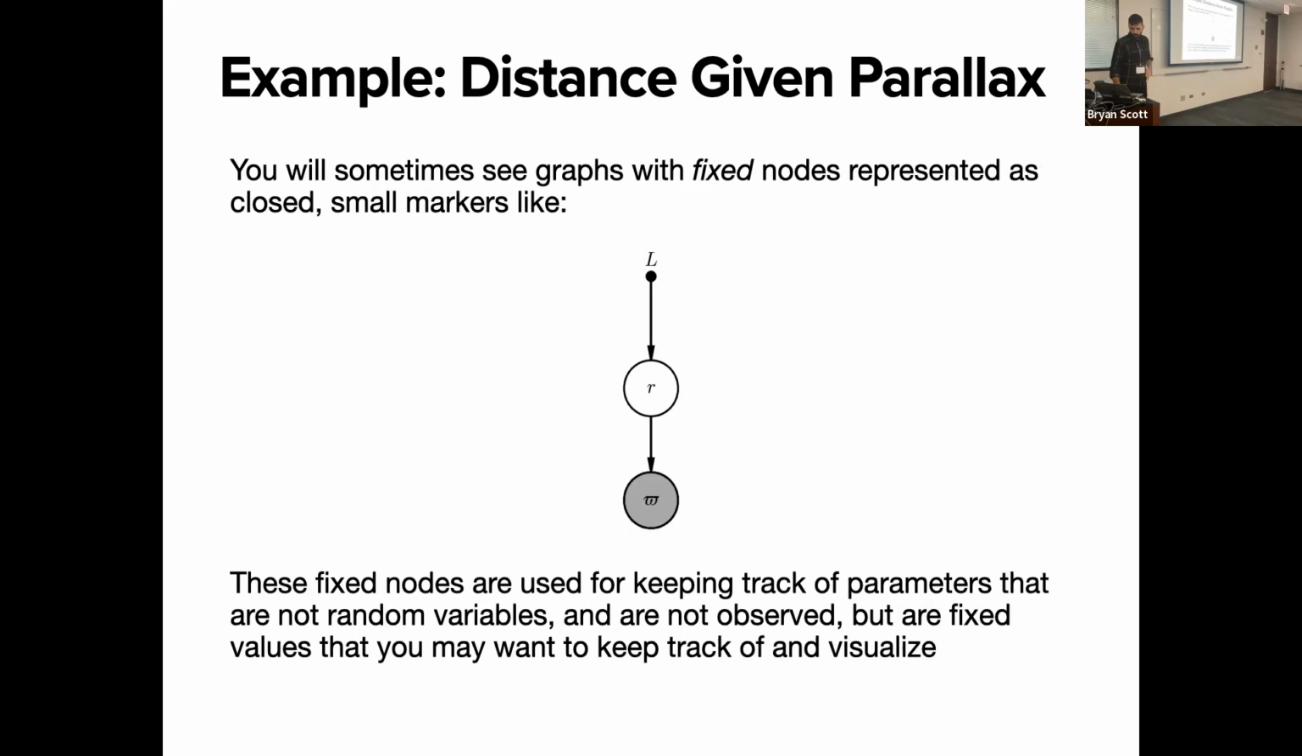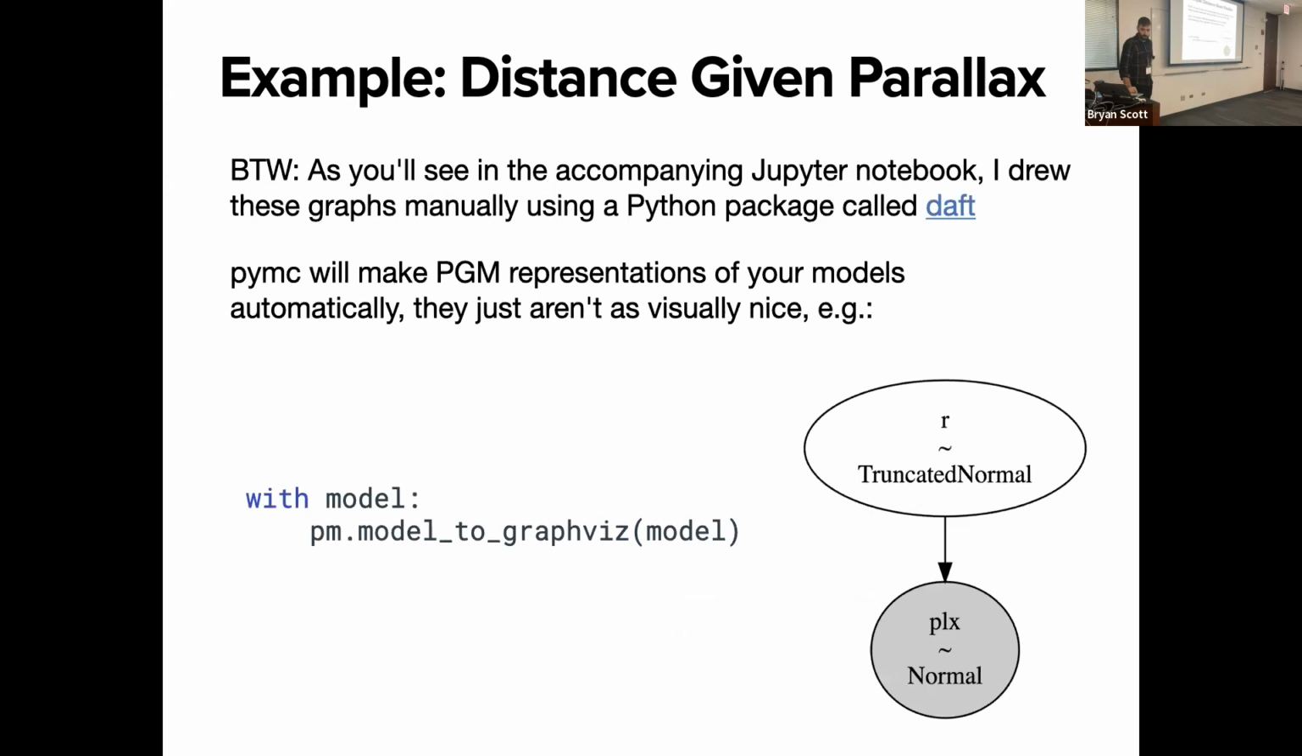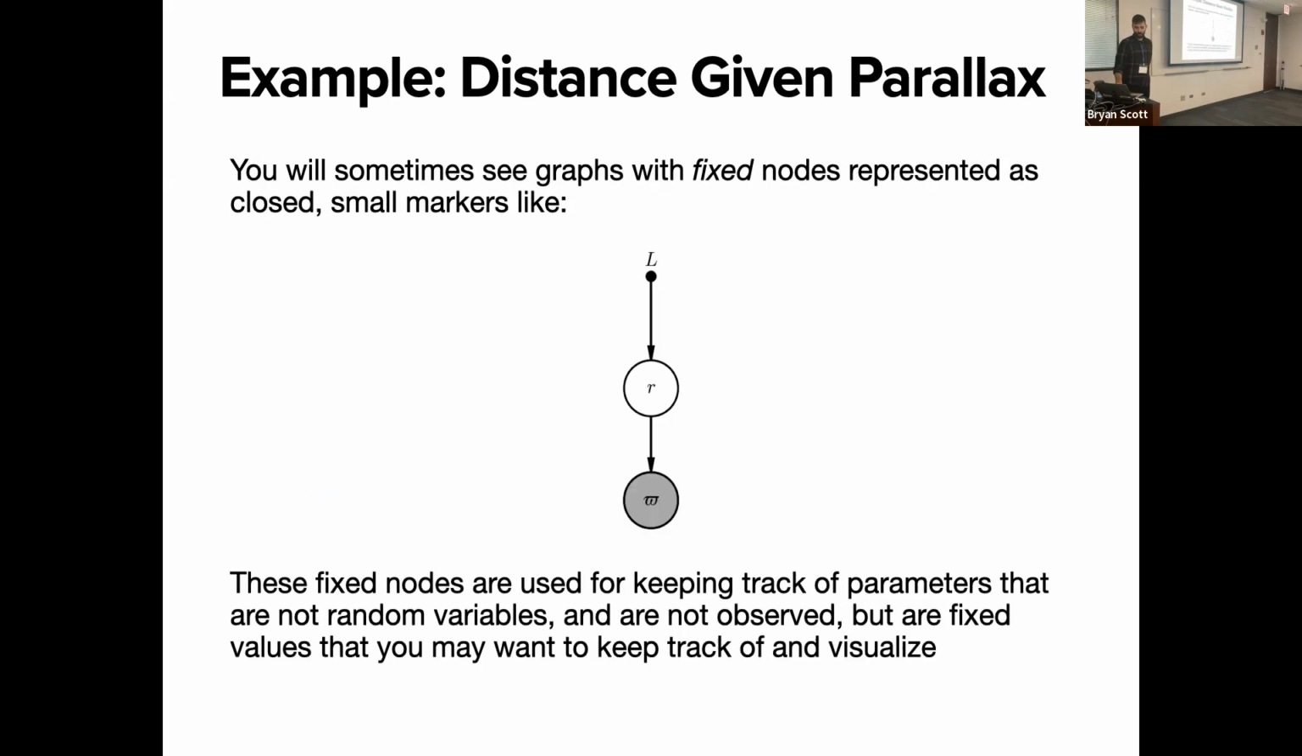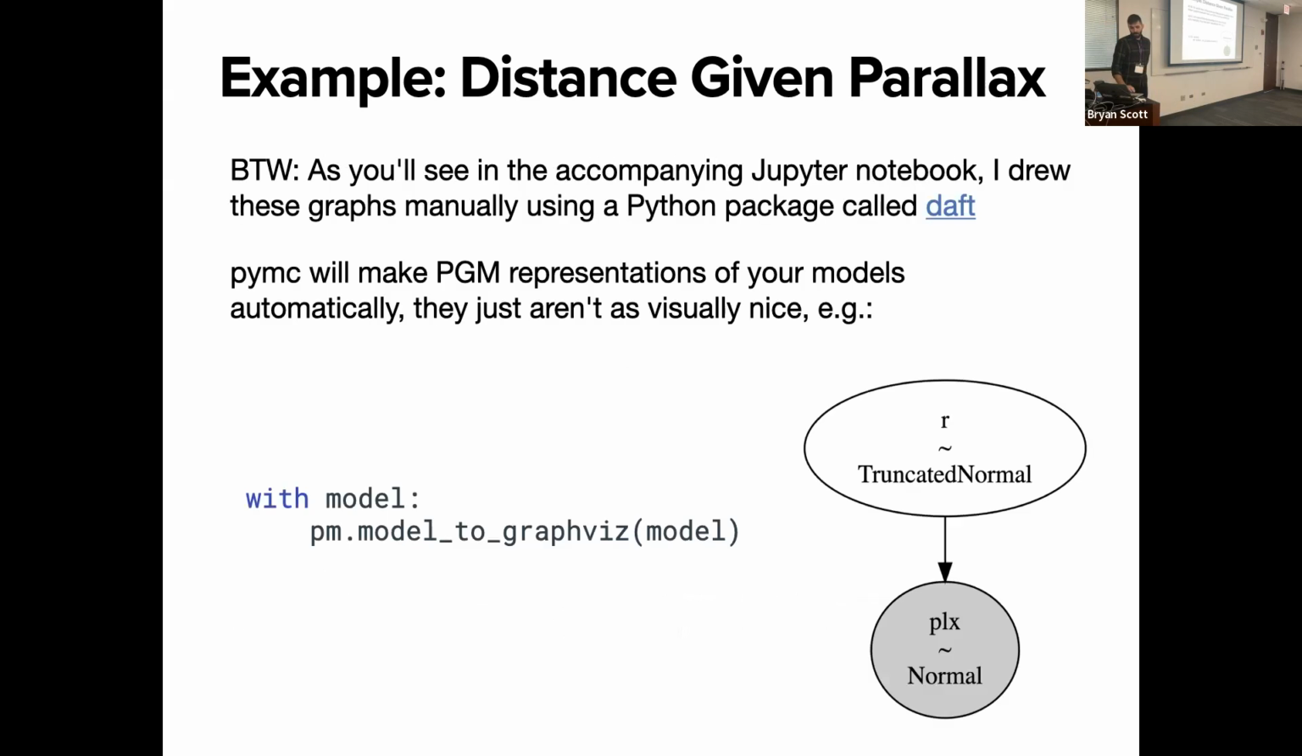Those are three core concepts in graphical models, and we're going to use those for some problems in a moment. I just wanted to call back to something you may have seen in DJ's lectures or maybe in the tutorial, which is that a lot of the graphical models that I've drawn as examples here, I made using this Python package called Daft, which is nice. It lets you construct these pretty graph relationships. But PyMC will actually automatically generate the graphical model for you. It's just a little bit uglier, so I don't like to use it as much.